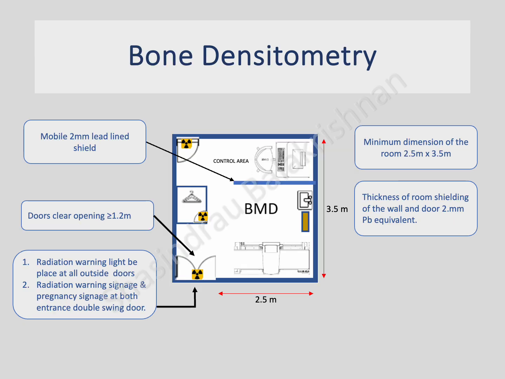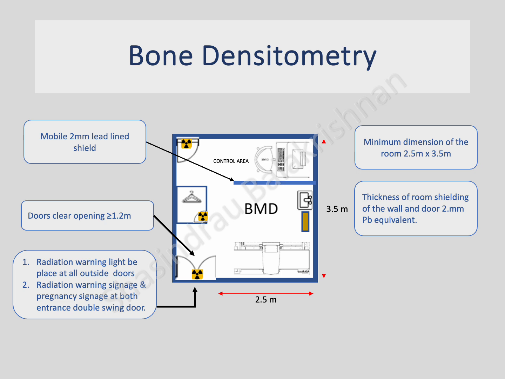The bone densitometry room should have a minimum size of 2.5 meters by 3.5 meters to accommodate the mobile equipment and allow sufficient space for patient positioning. The control area is located outside the procedure room to minimize radiation exposure to the operator. Walls and doors require shielding with 2.0 millimeters lead equivalent to provide adequate radiation protection.